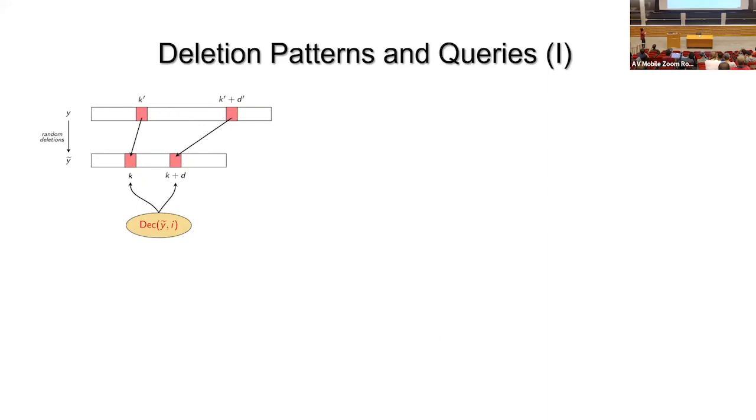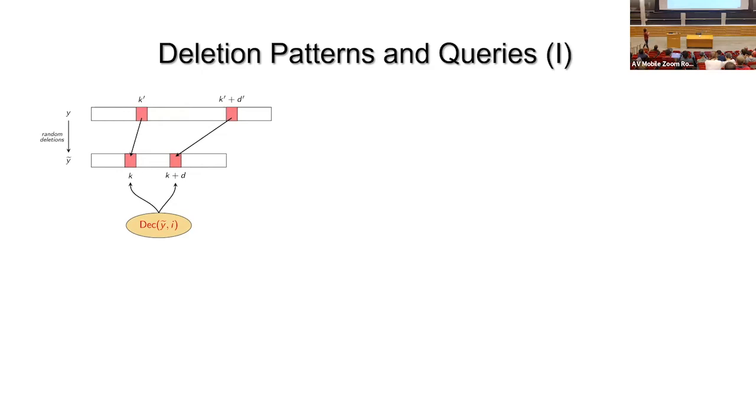Okay, so let's talk a little bit about what deletion patterns we could even start considering. So consider a code word here, and suppose we have some deletions. Forget about insertions. So we just have some deletions now, and index k prime ends up here, and let's say index L, which I'm writing as k prime plus d prime, ends up here. Right, so they kind of shift a bit to the left, both of them.